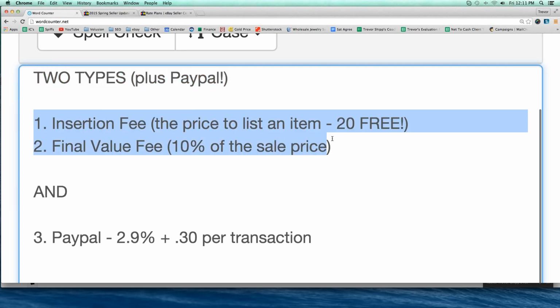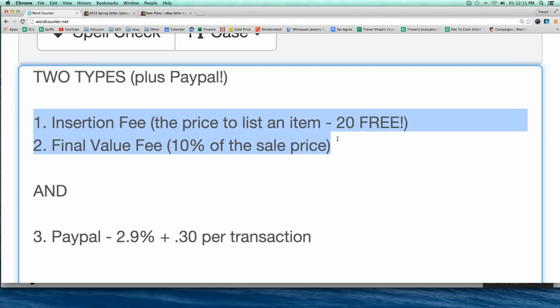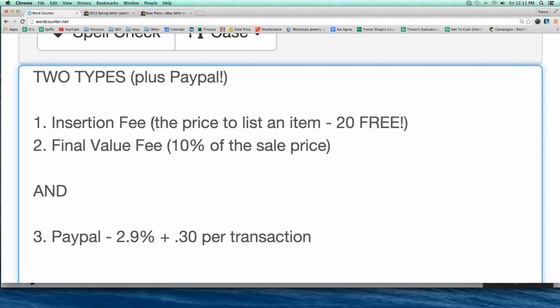So let me zoom in here so you guys can see this a little bit better. Here are the two types of eBay fees right here, okay? So we've got what's called an insertion fee, and then we've got what's called a final value fee, okay? An insertion fee is just that. It's when you list something onto eBay, eBay may charge you just for putting it onto their website, okay?